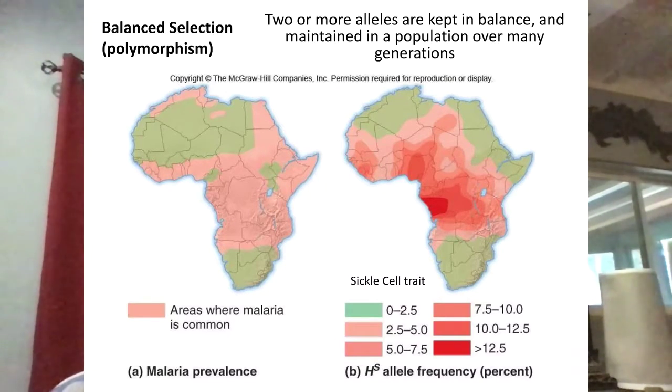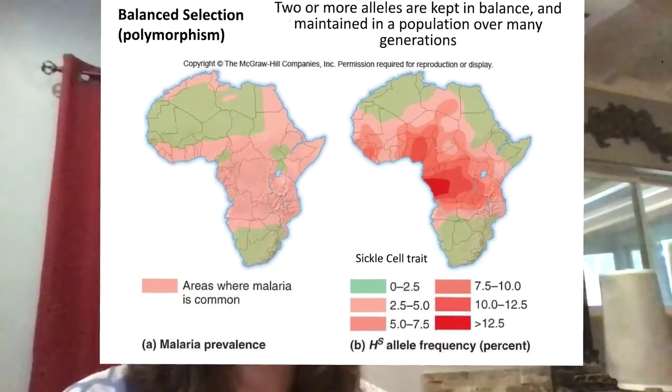So that's balanced polymorphism, or balanced selection. What we would consider the weaker gene or the less fit gene, the sickle cell allele, is not eliminated out of the population because it does confer a benefit in the environment. So the two or more alleles are kept in balance: the sickled allele and the regular hemoglobin allele.